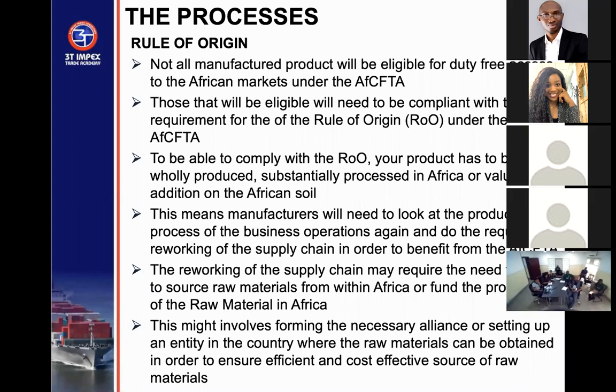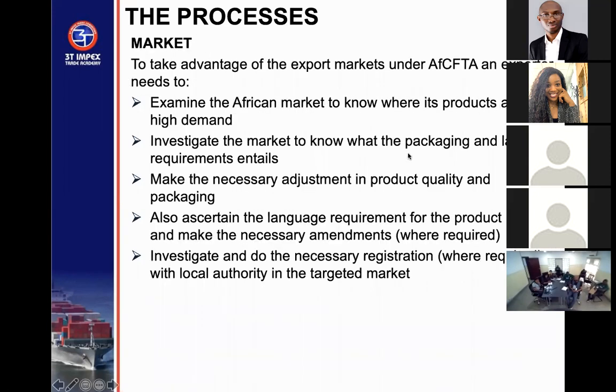The reworking of the supply chain may require the need to begin to source raw materials from within Africa or fund the production of the raw material in Africa. This might involve forming necessary alliances, setting up an entity in countries where the raw material can be obtained in order to ensure an efficient and cost-effective way of sourcing raw materials.